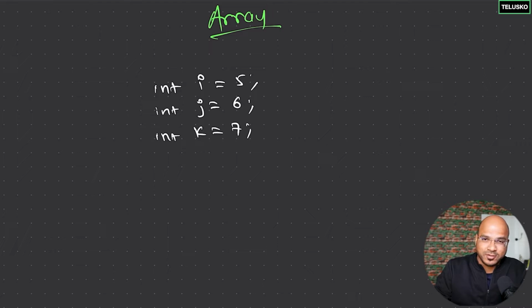And also, it's not just three values. You might have 10 values. You might have 20 values. You might have 100 values. You don't want to create 100 variables, right? So for that, we can use a concept called array here.